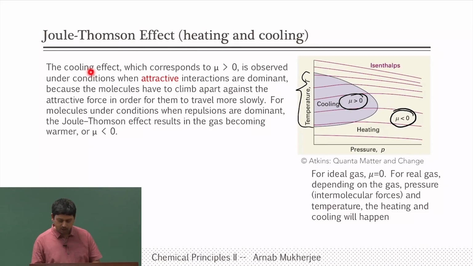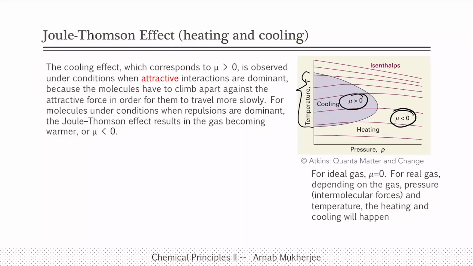So the cooling effect, which corresponds to mu greater than 0, is observed under the condition when attractive interactions are dominant, because the molecules have to climb apart against the attractive force, as I told you for the Joule coefficient also. For molecules under conditions where repulsive interactions are dominant, the Joule-Thomson effect results in the gas becoming warmer, or mu less than 0. And we have shown you one example of how mu becomes negative when attractive interactions are not there and you have only B.